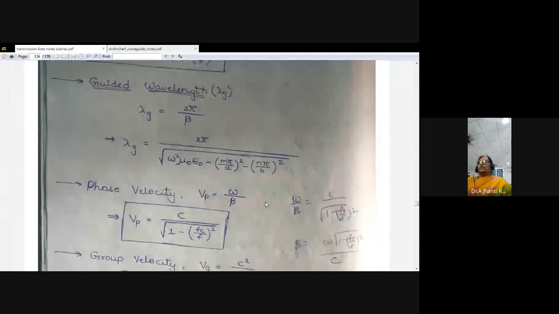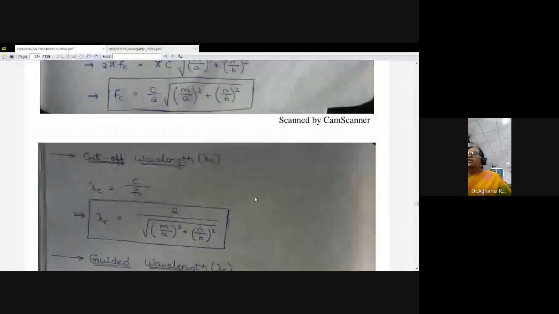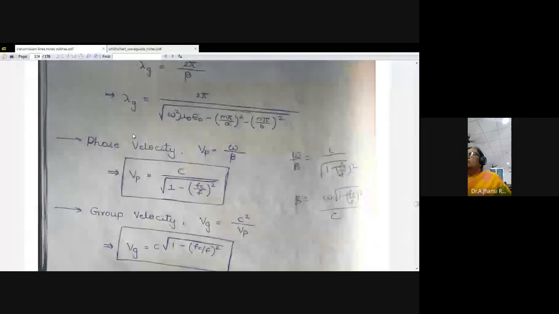Now here beta, if you simplify, because at the operating frequency omega c, omega c square mu naught epsilon naught equal to (m pi by a) whole square plus (n pi by b) whole square. Now if you substitute for this omega c square mu naught epsilon naught, this is the same procedure you adopted for the guided waves, you will get omega by beta equal to 1 by square root of 1 minus (fc by f) whole square. Because here you have substituted (m pi by a) whole square plus (n pi by b) whole square as omega c square mu naught into epsilon naught.